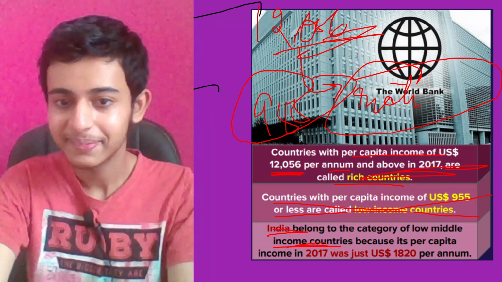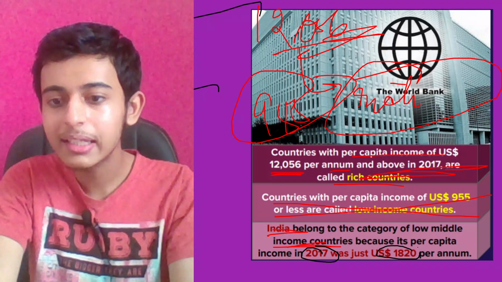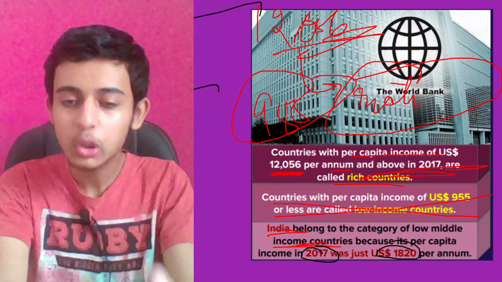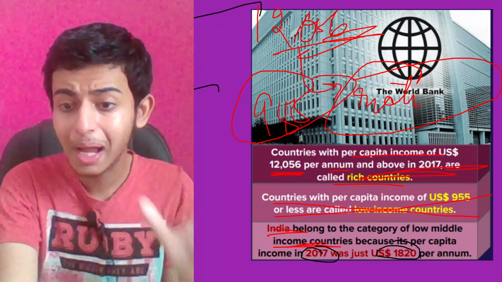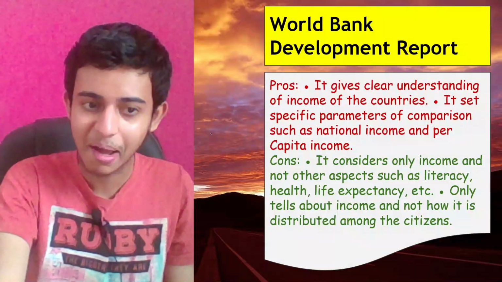ठीक है. Because its per capita income in 2017 was just US dollar 1820. We are saying that 12,056 होगा तब डेवलप होगा. यहाँ पर तो 1820 है, तो डेफिनेटली अंडर डेवलप से ज्यादा है, बट डेवलप से कम है.